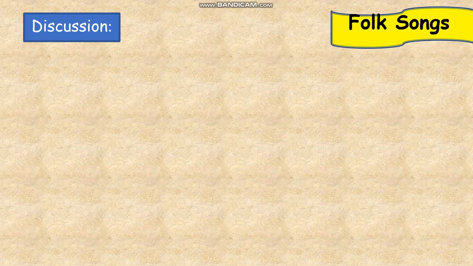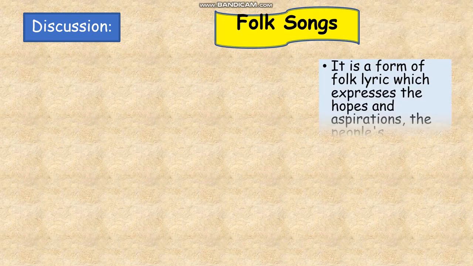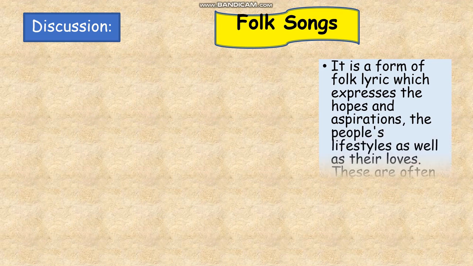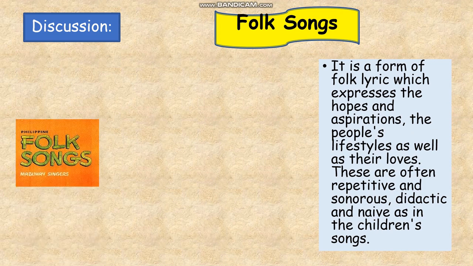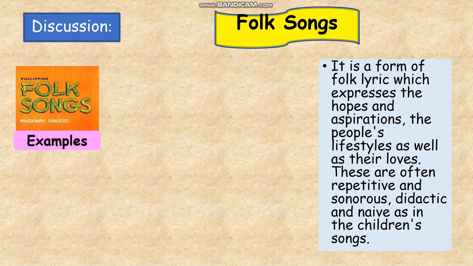Now, we will proceed to the last type of Philippine folk literature, folk song. It is a form of folk lyric which expresses the hopes and aspirations, the people's lifestyles, as well as their loves. These are often repetitive and sonorous, didactic and naive, as in the children's songs. Some examples of folk songs are the following.